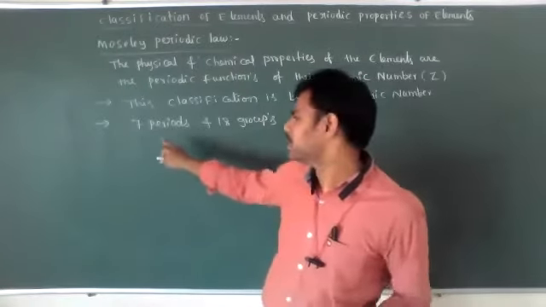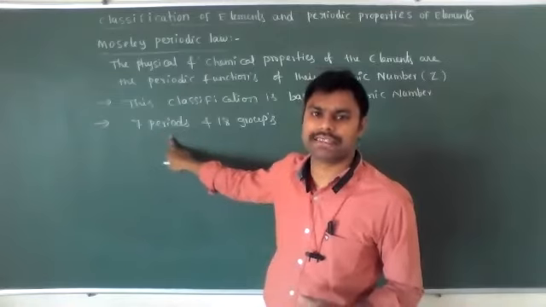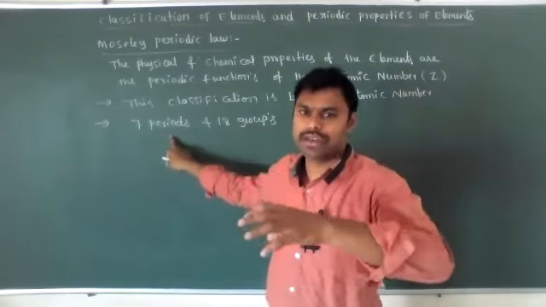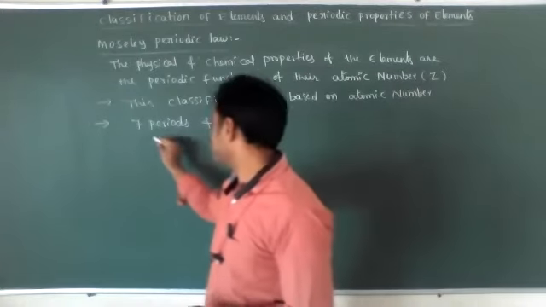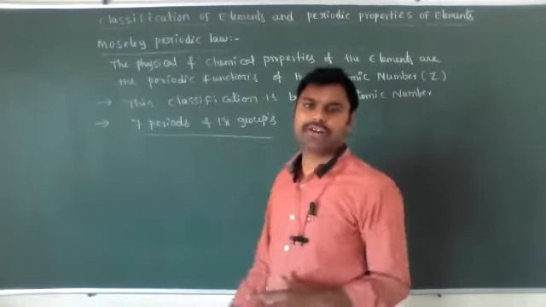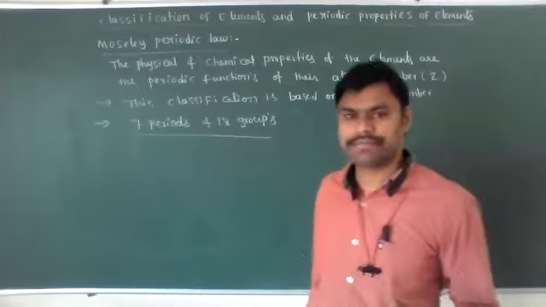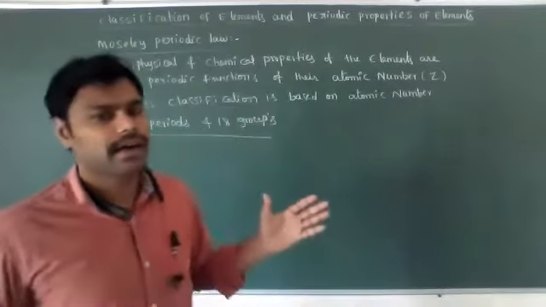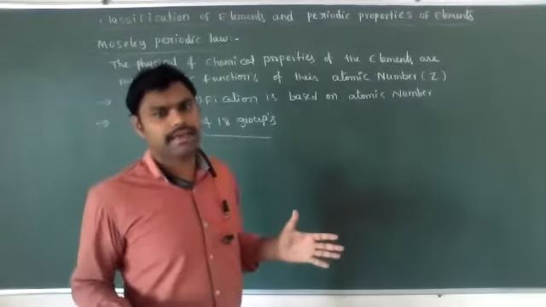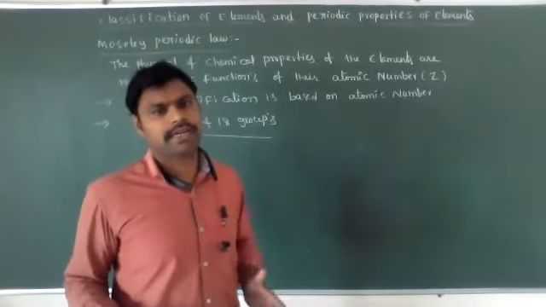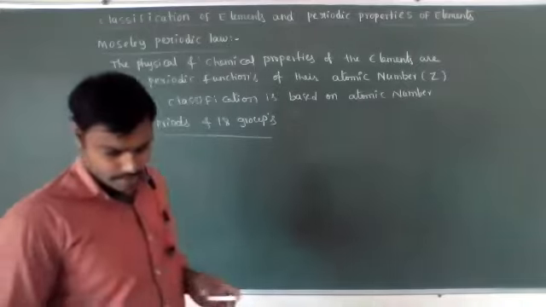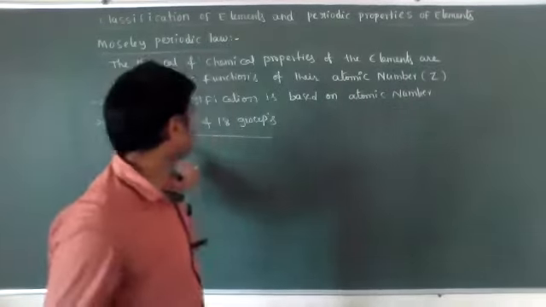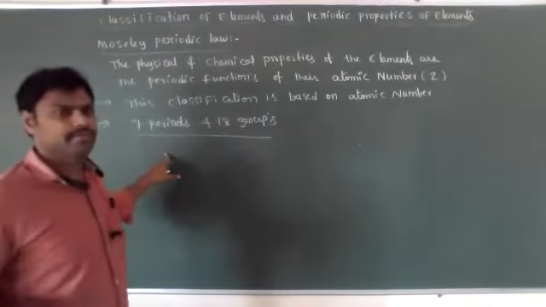All elements are arranged into how many periods? 7 periods. Period means horizontal rows, and vertical columns are called groups, 18 groups. He arranged around 93 elements or so. The remaining elements are arranged by the modern periodic law, or modern periodic table. So this is about Moseley's periodic law.